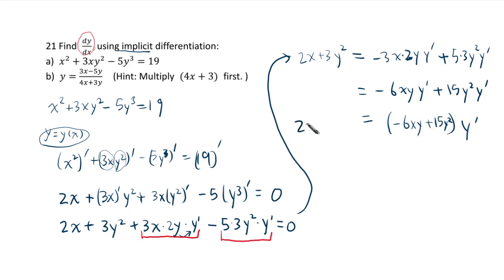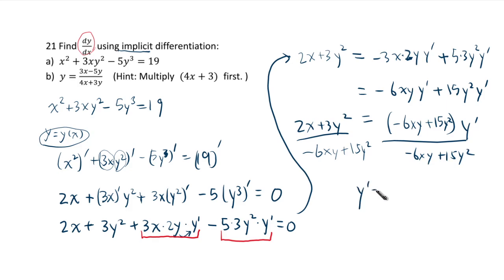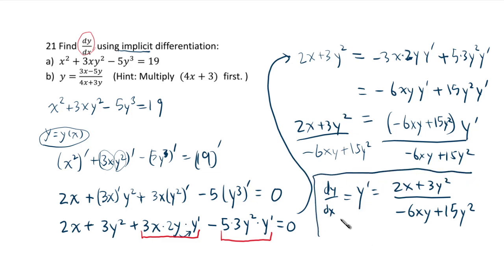Then here's the result. You have 2x plus 3y squared on one side. On the other side is something times y prime, and the goal is to isolate y prime, right? So you divide both sides by negative 6xy plus 15y squared. And therefore you have y prime equal to 2x plus 3y squared over negative 6xy plus 15y squared, which is dy dx, right? All right, so it's a lot of work, but there is no other way to find dy dx because the equation given is so complicated.